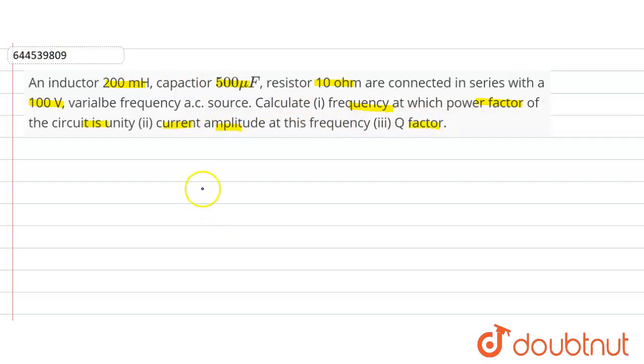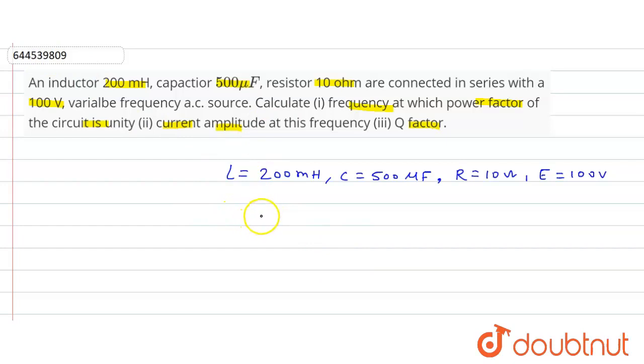So here L is given as 200 millihenry. The capacitor value C is 500 microfarad. The R value is given as 10 ohm. And the E value is given as 100 volt.